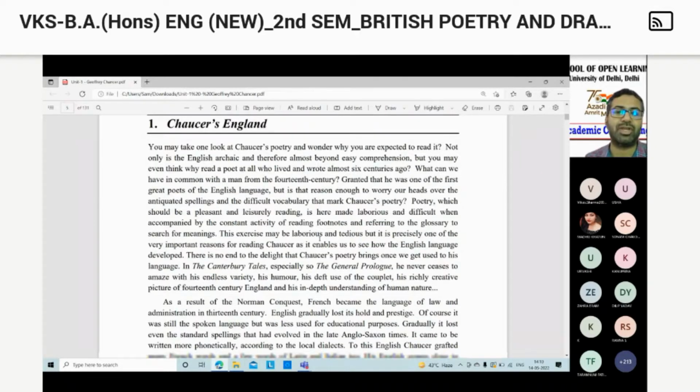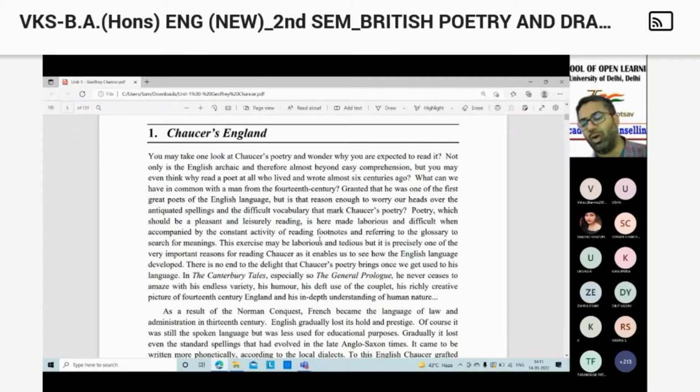Now there's a brief description about Chaucer's England. What kind of country England was so many centuries back. Remember, this was the 15th century, about 700 to 800 years ago. So we need to think and imagine a lot because it was, of course, very different from what we see now. Now it is a technologically driven world. At that time there was no technology, there was no scientific progress, and people were dependent on a lot of things. You may take one look at Chaucer's poetry and wonder why you are expected to read it.